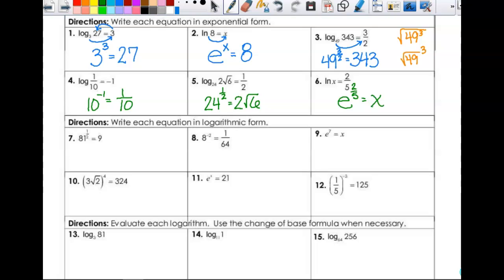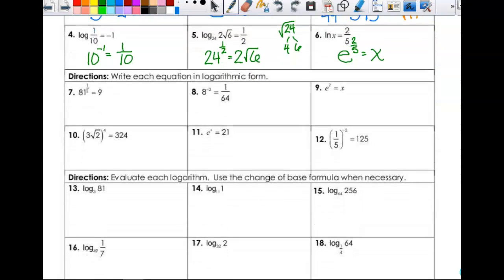Write each equation in logarithmic, well, let me back up here. 24 to the 1/2, that's like the square root of 24, right? And when you simplify the square root of 24, you can make that 4 and 6. The 6 stays underneath, the 4 comes out as a 2, right? That's what's happening when you simplify. All right, so now we're going to do it the other way. We're going to write it in logarithmic form.